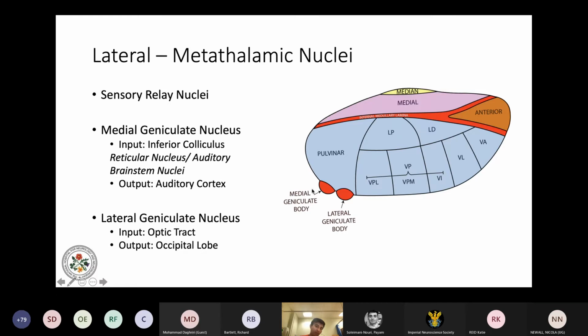Now here, you've got the lateral geniculate body. These ones are quite often confusing. The medial one is processing auditory information; this one is processing lateral light, so visual information. So, just another mnemonic: L for lateral, L for light, something just to stick in the head. The input coming here is from the optic tract, and the output is the occipital lobe. Both of these, if you've done your prior lectures on neuroanatomy of the optic tracts and auditory cortex, must be ringing bells in your heads.